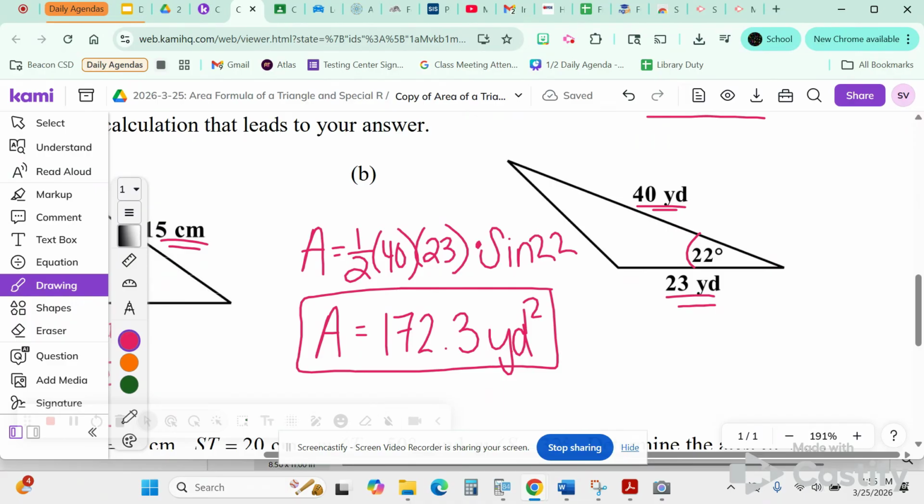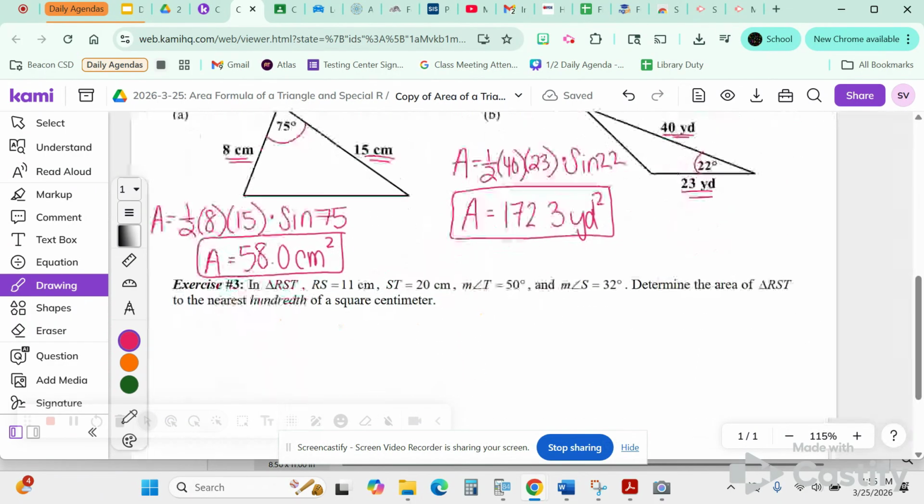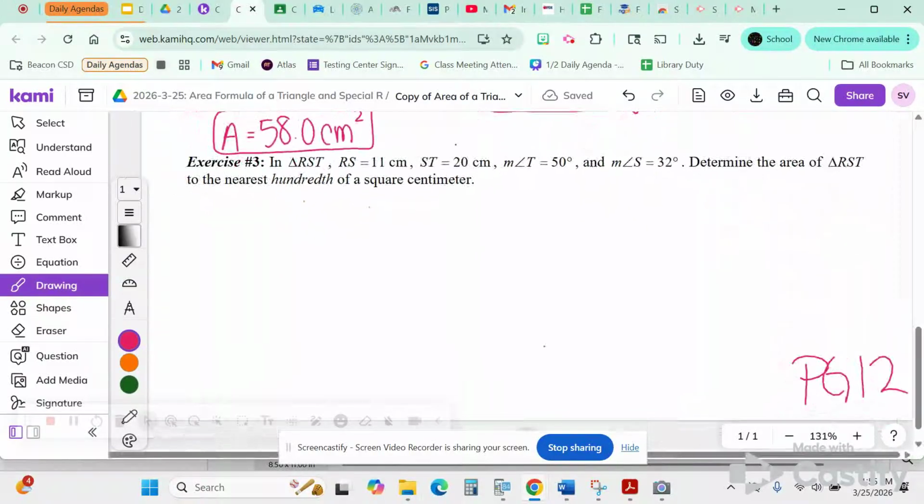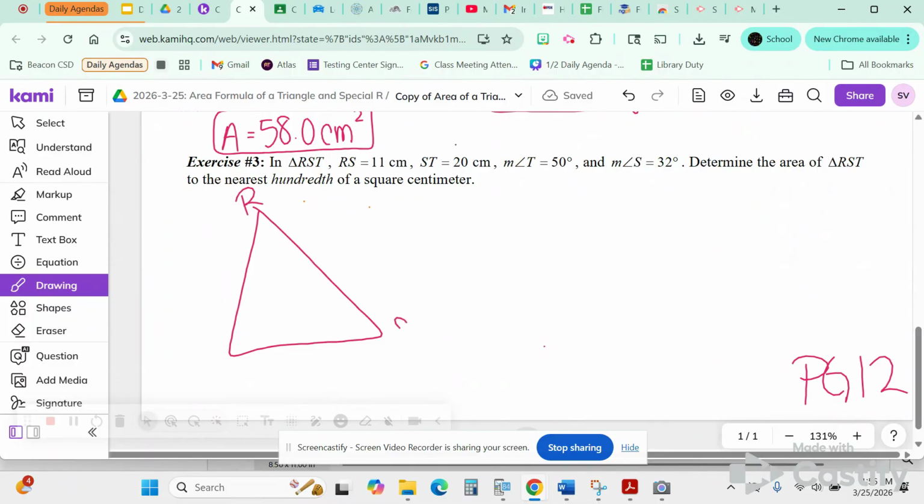Okay. So we're going to take a look at one more, and then we'll move on to special right triangles. This one we don't have a picture, so we're going to sketch it out. We have triangle RST, so I'm going to sketch out a triangle. Here's RST. RS is 11 centimeters, so here's the 11. ST is 20 centimeters. The measure of angle T is 50 degrees, and the measure of angle S is 32 degrees. So here's where it's tricky, because we have to figure out, am I using the 50-degree angle or am I using the 32? In this case, you're looking again for the angle that is in between the two sides that you have.